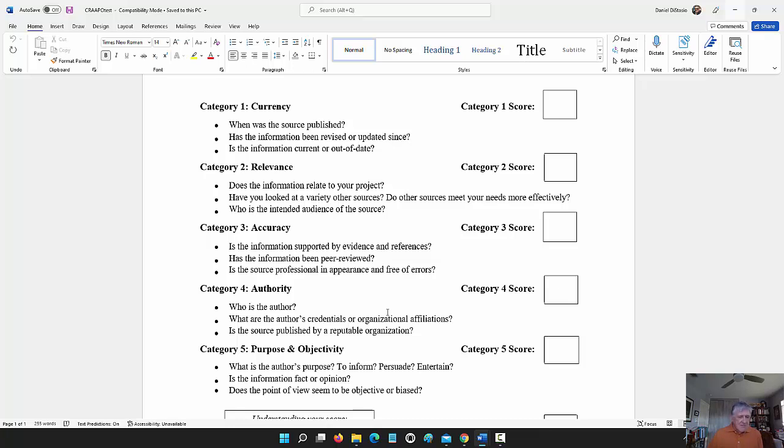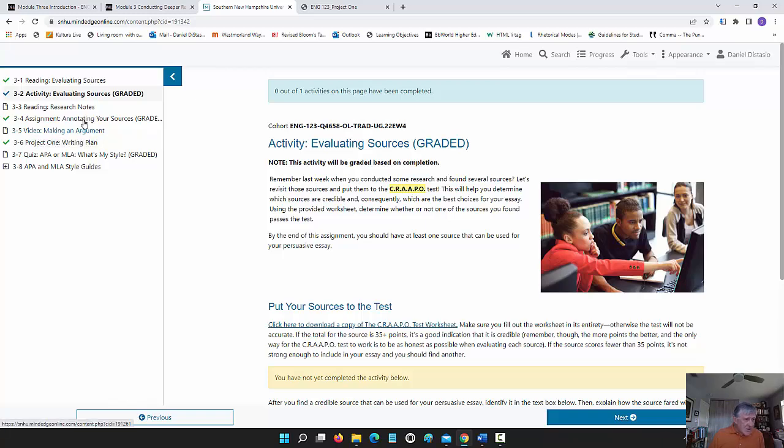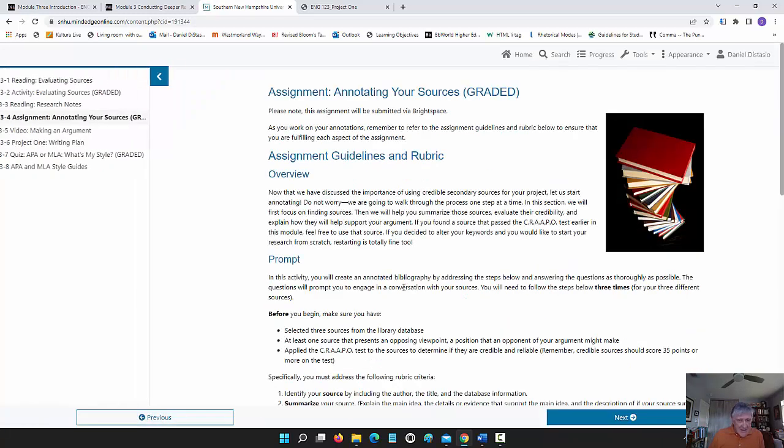And then when we talk about purpose and objective, we're talking about why did the author write this? If it's for an academic journal or for a society or a journal that uses information to further the field, then that's usually pretty reliable. It's pretty credible. If they're trying to convince you of something, then it's less reliable. So you will complete this sheet for all 3 of your sources. And then you will use this sheet to help you complete the annotating of your sources.